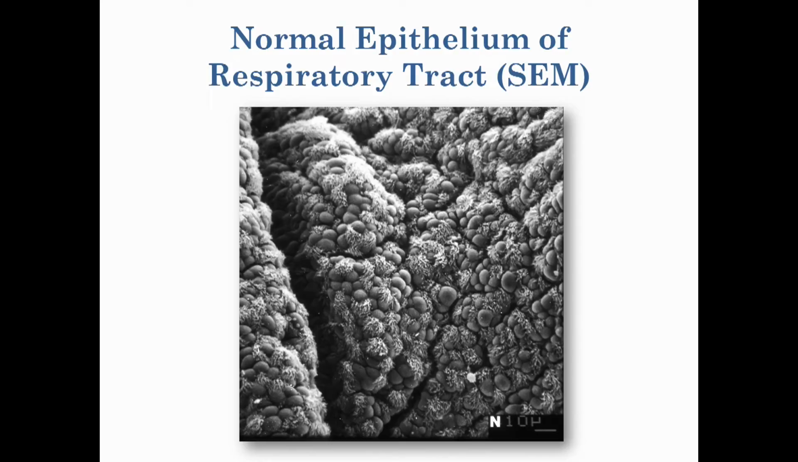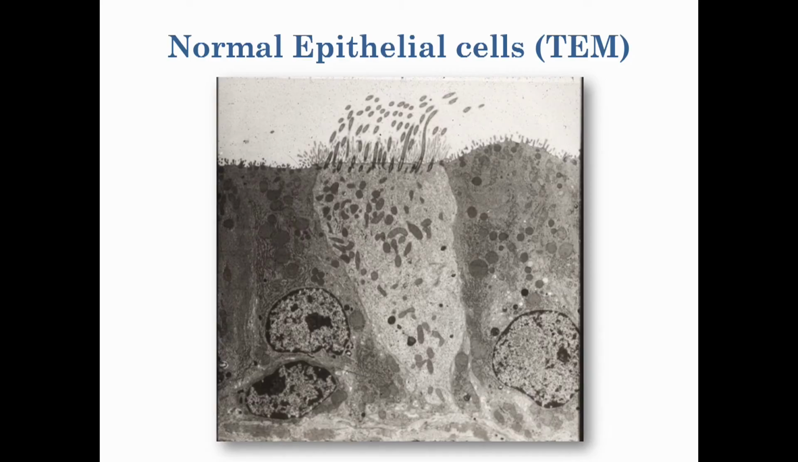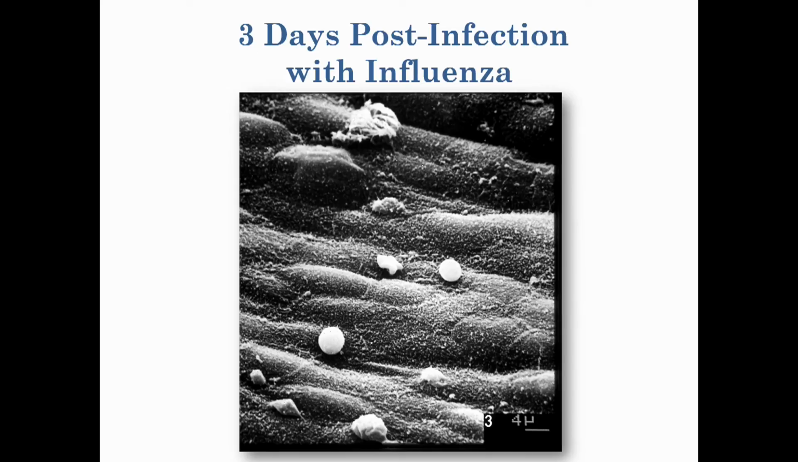This is what the normal respiratory epithelium looks like with a scanning electron micrograph. You see the ciliated cells and the goblet cells for mucus production. And this is what it looks like with a transmission electron micrograph. Again, you see the ciliated cells and the goblet cells. And this is what that looks like after 3 days of an influenza infection. Influenza completely wipes off all of those cells in the respiratory tract, and other respiratory viruses don't do this.